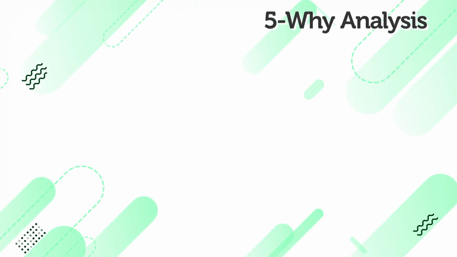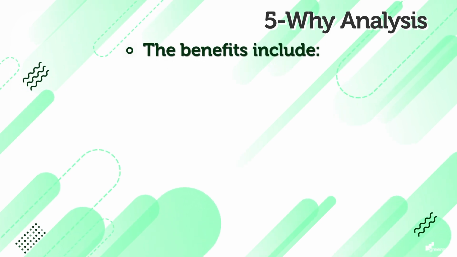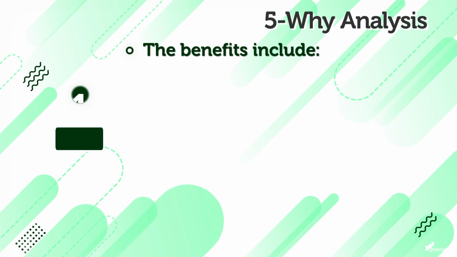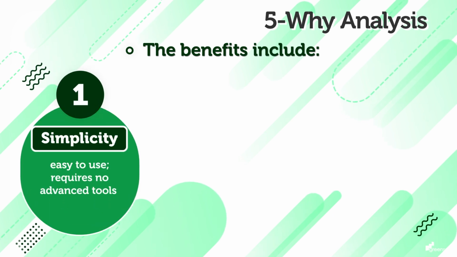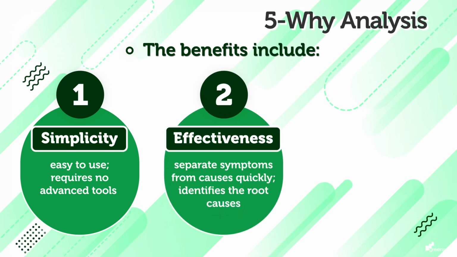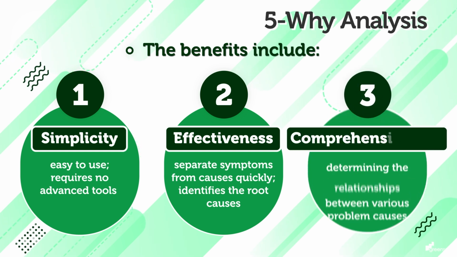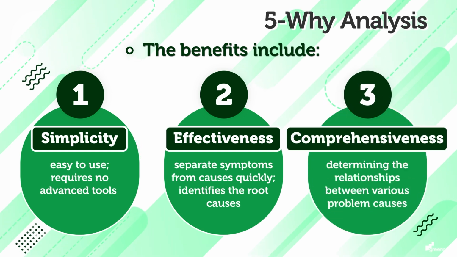The 5 why analysis is another tool that is known to be very effective in root cause analysis. This is due to its many benefits. Firstly, it has simplicity. It is easy to use and requires no advanced mathematics or tools. It is also very effective. It helps to separate symptoms from causes quickly and identifies the root causes of a problem. It is also very comprehensive. This is because it aids in determining the relationships between various problem causes.